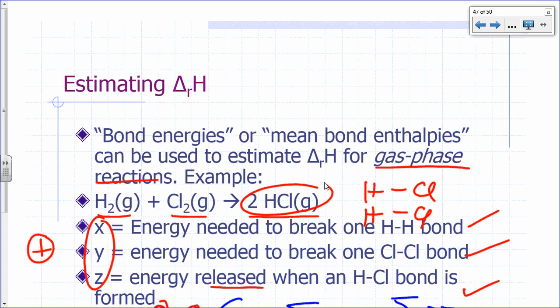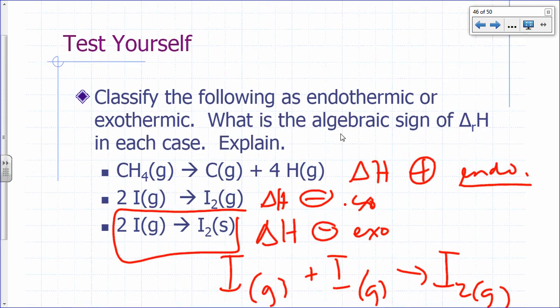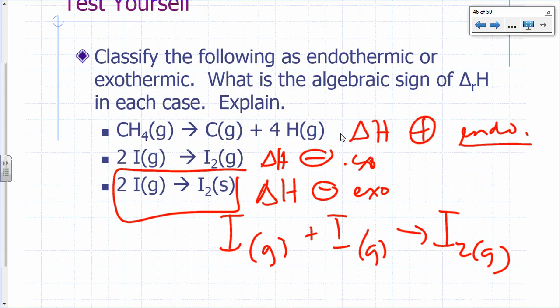Which one? This one? This is all gases. Oh, that's because you know that if you want to go from gas to solid, it's going to be exothermic as well, right? And we're just predicting algebraic signs, so we're not actually calculating.